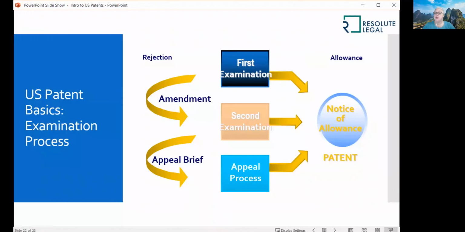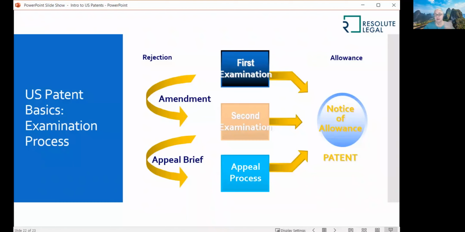It can go to a third examination. That process can continue to go back and forth, but usually at the second examination, the examiner says no a second time, and basically they say no, final answer, and that triggers an appeal process or a refiling of the application and trying again. So in the US, for the price of your filing fee, you get 2 examinations.